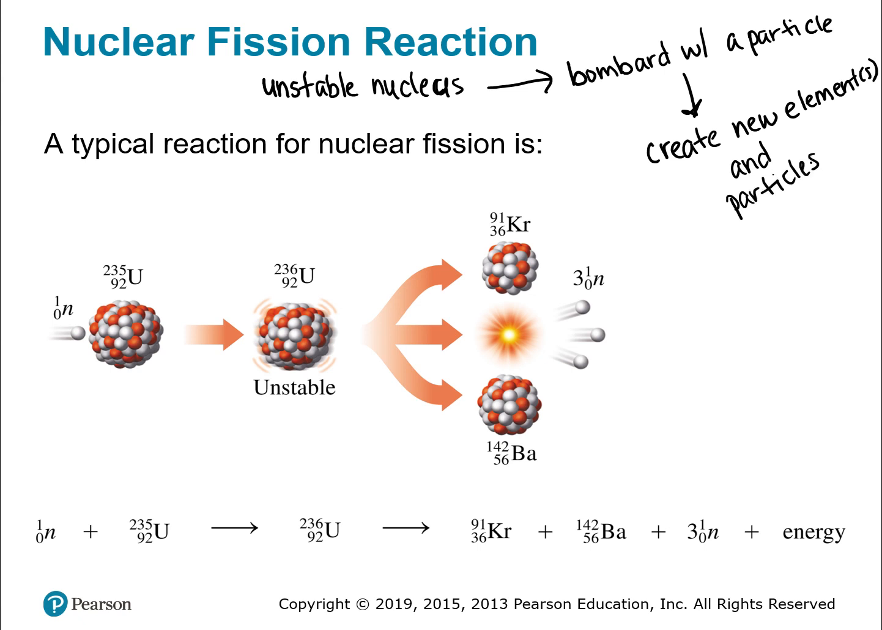So what's shown here is uranium. You bombard it with a neutron and you create an even more unstable nucleus. Eventually, you're going to get decay. And in the case of uranium, you create krypton and barium, along with a lot of energy, which is what this kind of sun-looking thing is. And you make more neutrons.